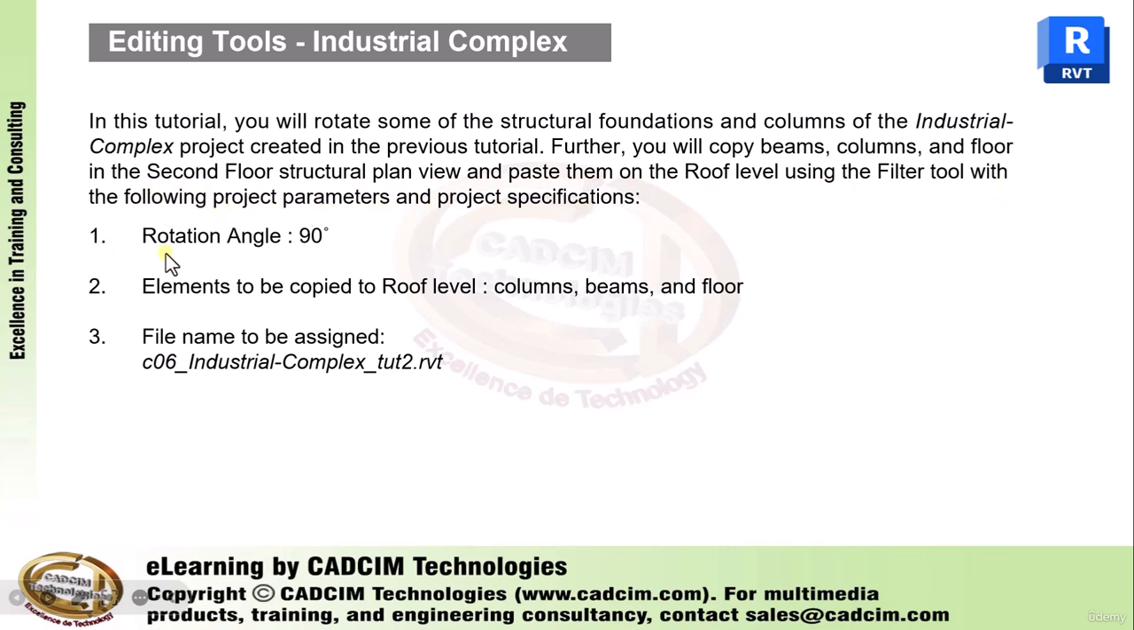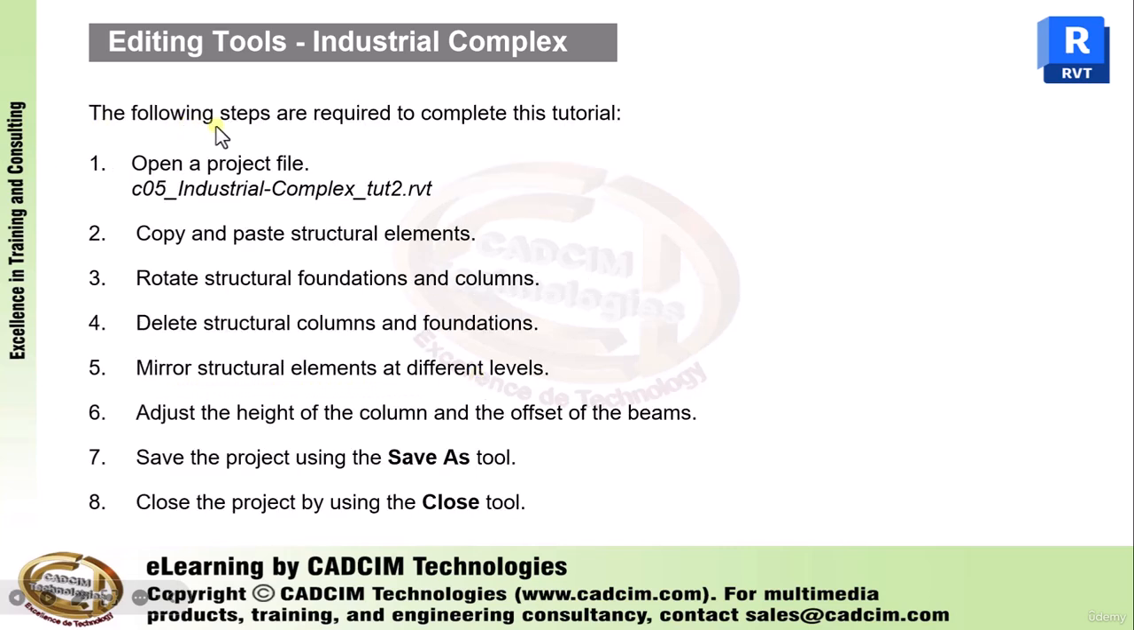The first project parameter is rotate angle at 90 degree. Second one, element to be copied to roof level such as columns, beams and floors. Third one is file name to be assigned as C06 Industrial Complex Tube 2. Then we are going to see the steps that are required to complete this tutorial.